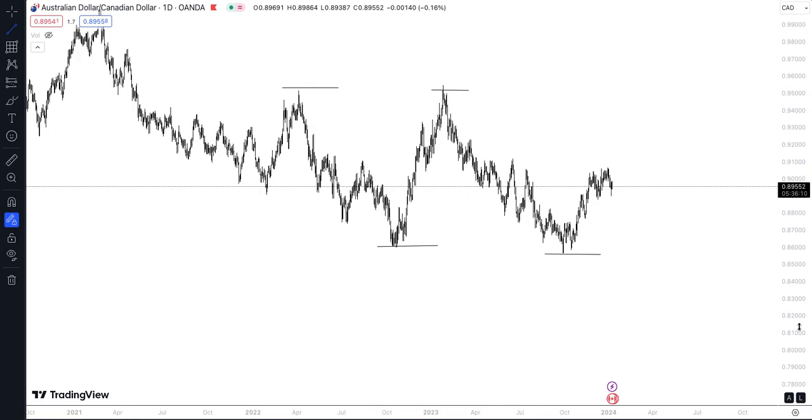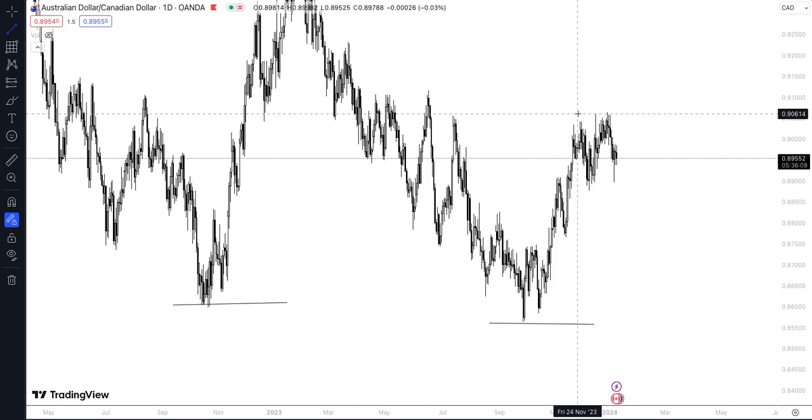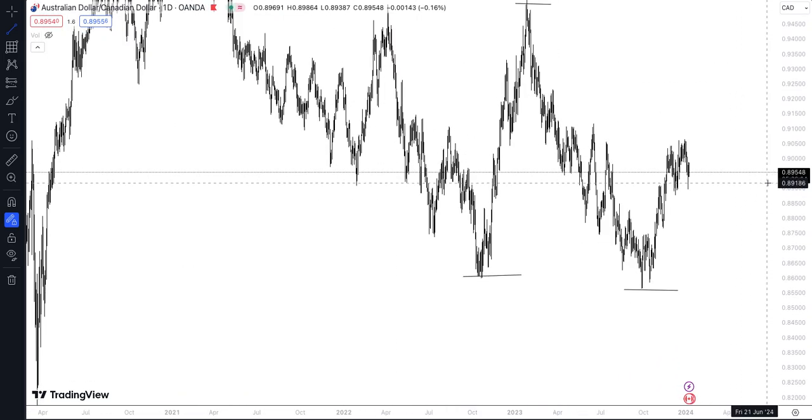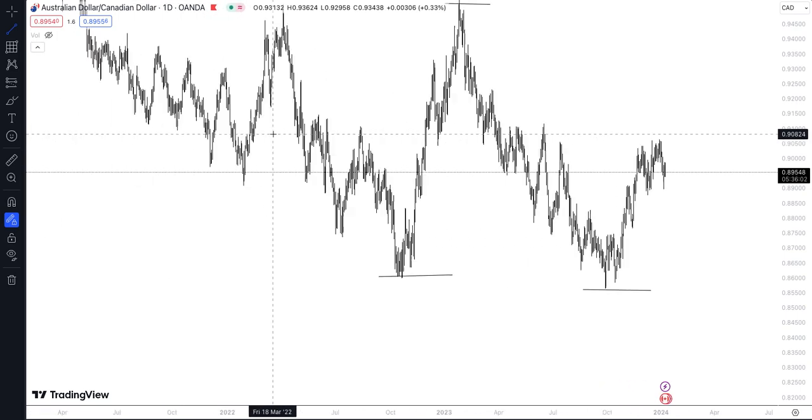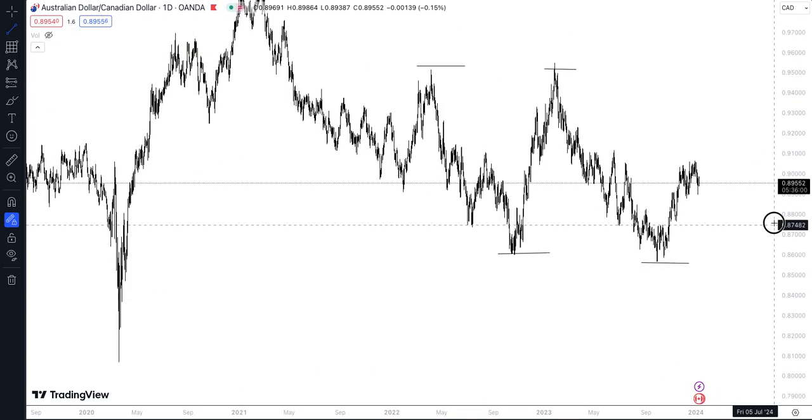So now that we know we're in a descending structure on the higher time frame, the next thing I'm going to think is, okay, how am I going to make money and how am I going to enter a trade? So you have your structure.